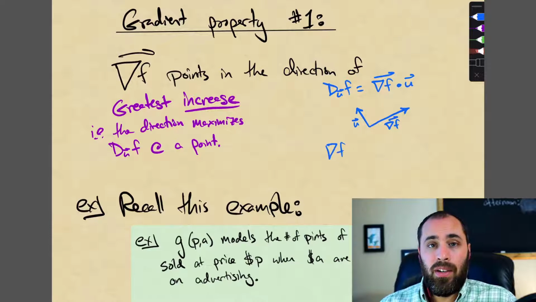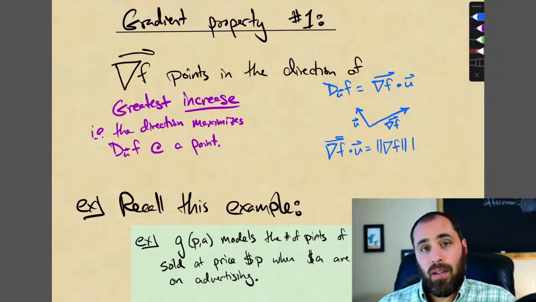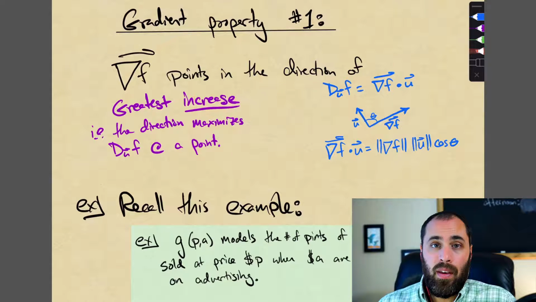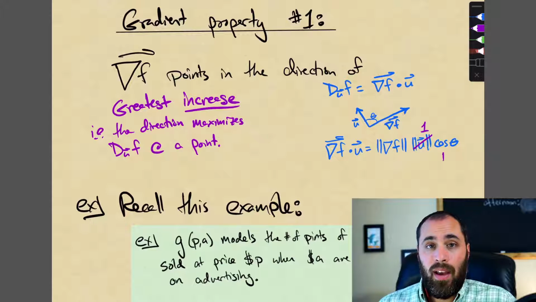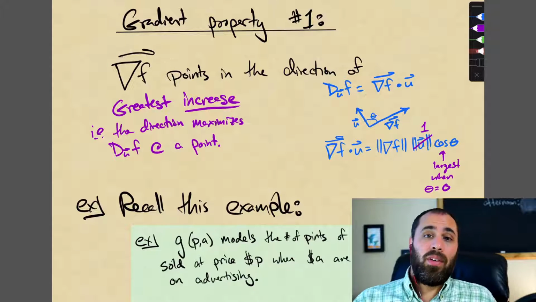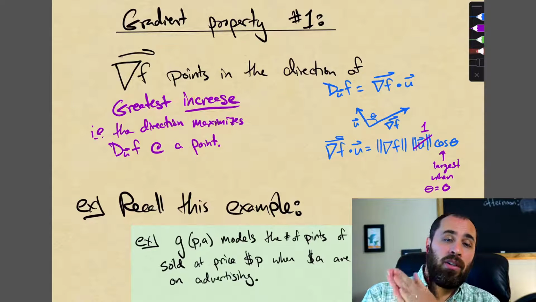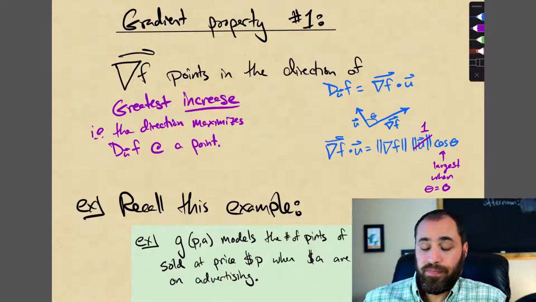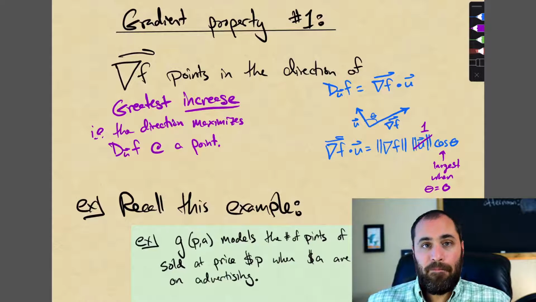If we consider the geometric form of the dot product, it's the size of the gradient times the size of our unit vector times the cosine of the angle between them. If we're thinking about the direction, the only thing we get to choose is theta. The unit vector has length 1, and this product is maximized when cosine of theta is maximized. That is exactly when the angle theta is 0, so when our unit vector and our gradient vector are pointing exactly the same direction. So the gradient vector always points in the direction of steepest increase.